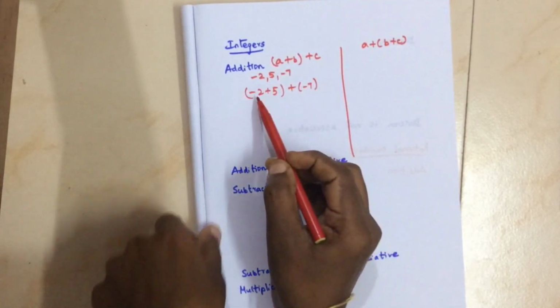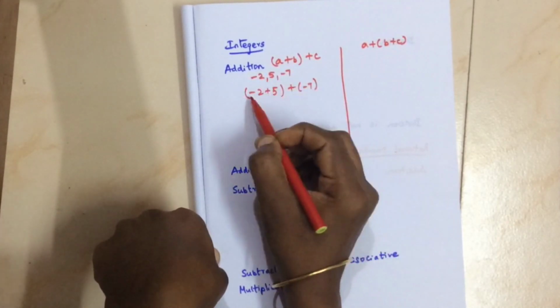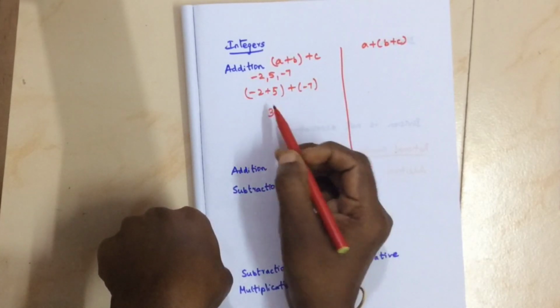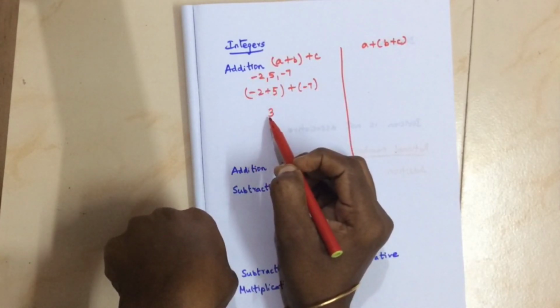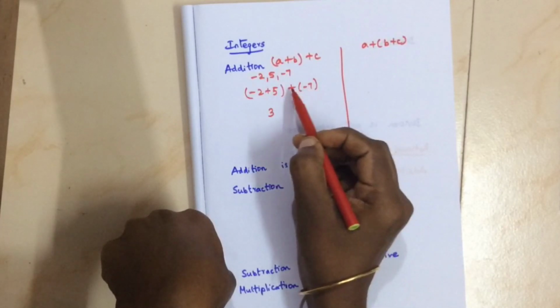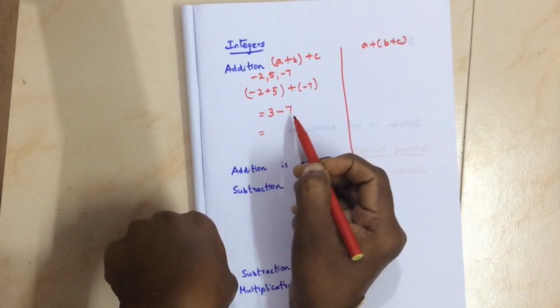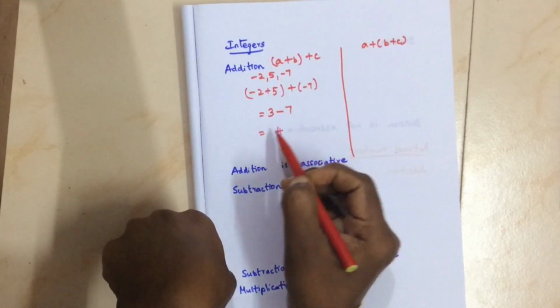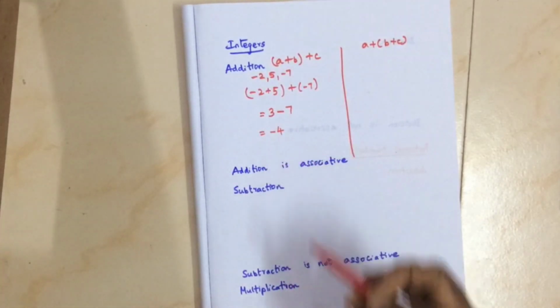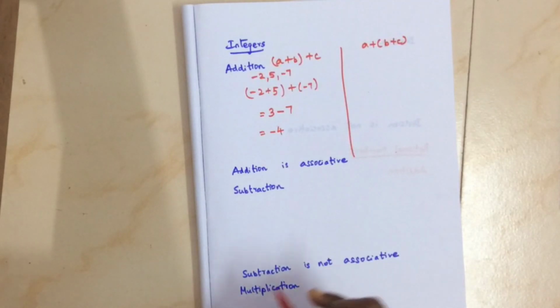So what is minus 2 plus 5? Here 5 minus 2 is 3 and the greater number is 5, so I am giving a positive sign here. Here this is multiplication, plus into minus, minus. Minus 7. What is 7 minus 3? It is 4. The greater number is minus. Whenever you do addition or subtraction, you have to put the greater number's symbol.